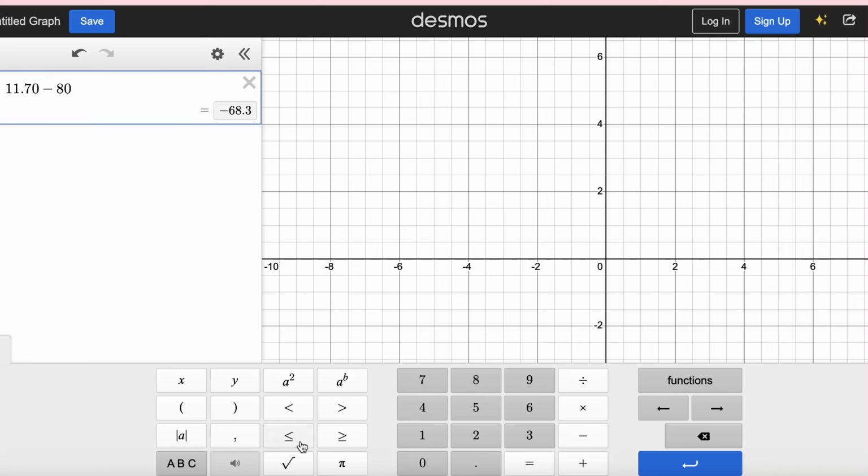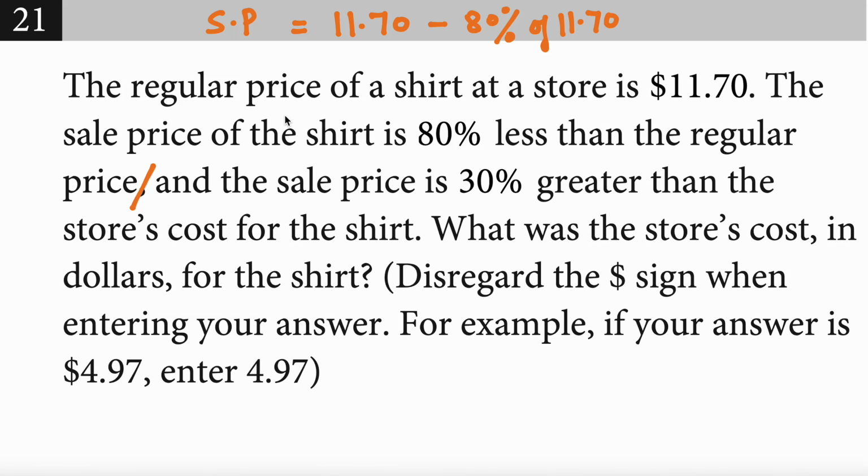Because there is no percentage sign here, it's not a good idea to go looking for a percentage sign. Just press percent, and "of" will come on its own. 11.70. So the sale price is 2.34 only. Wow. So the sale price is $2.34. The shirt whose actual cost is $11.70, you are now going to get it for $2.34 only. Awesome. Now let's see the next part.